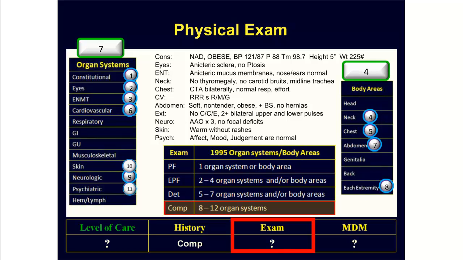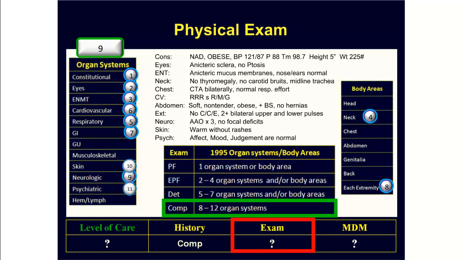So at first glance, it would appear that he could not qualify for a comprehensive exam because that requires 8 organ systems. However, in my opinion, I think it would be fair to give credit for the respiratory system for his chest exam and the GI system for his abdominal exam. This would give him a total of 9 systems, which would indeed qualify for a comprehensive physical exam. The next step is to check the medical decision-making.